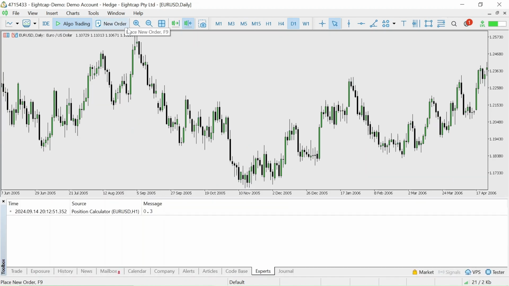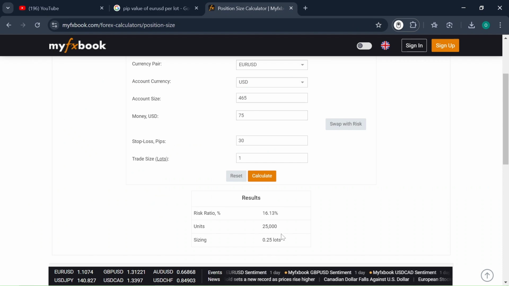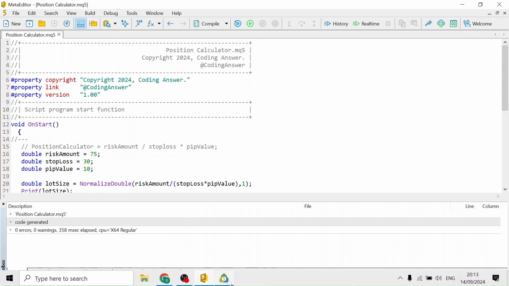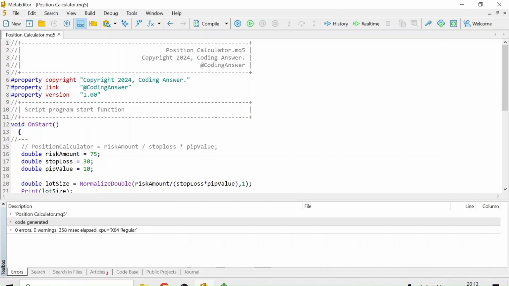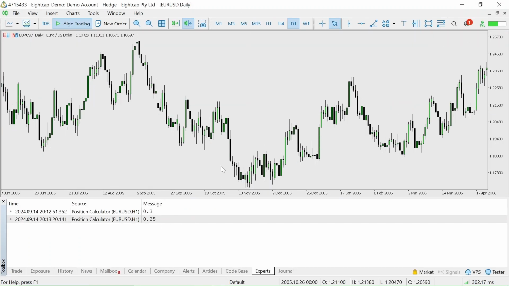Check. 0.3. What did they say? 0.25. So we are off by one digit. It's obviously the rounding, so I'll just change that from a 1 to a 2, and there you go.